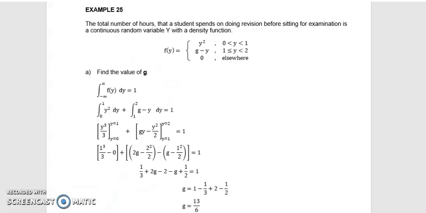Okay, for example 25, later on I want you to redo this example. So this one you have two functions. Okay, so if you have two functions, for example question A, how to find this constant value. So when you integrate these two functions, you must equate it equal to 1, in order to find the value g. So later on you refer to this example and redo.